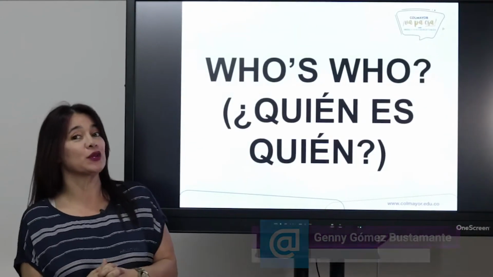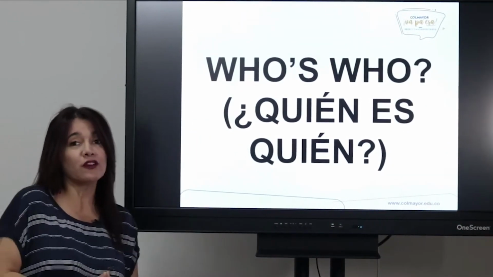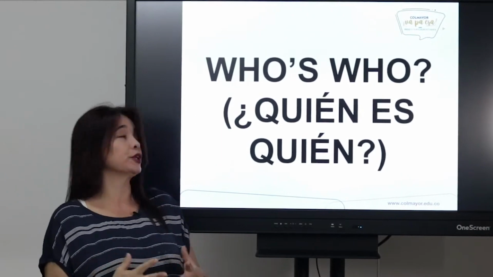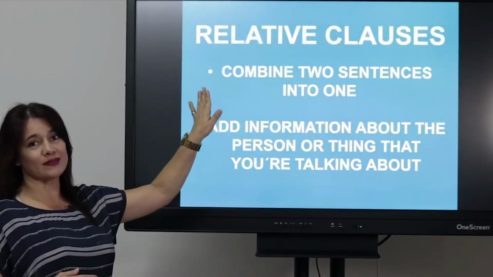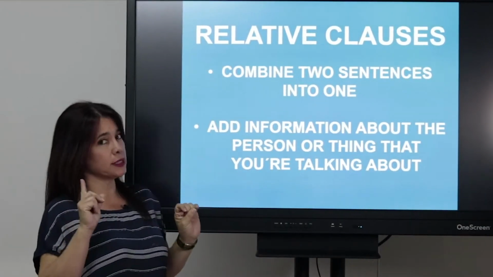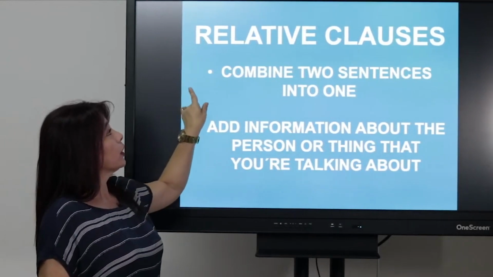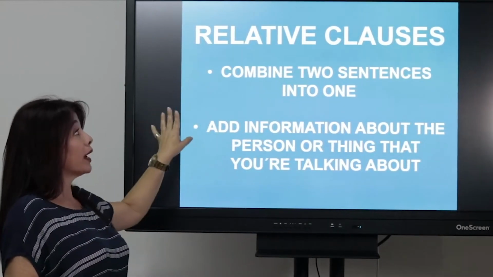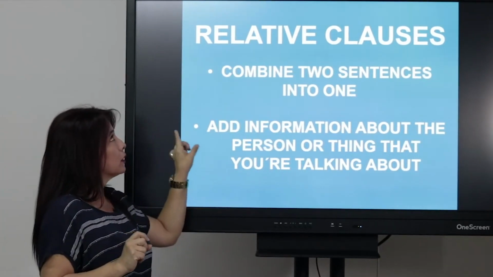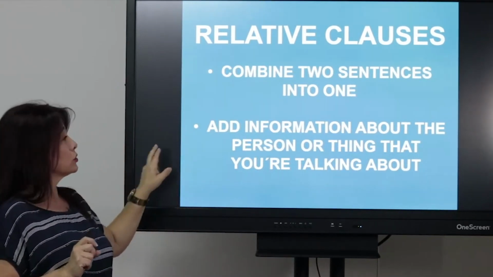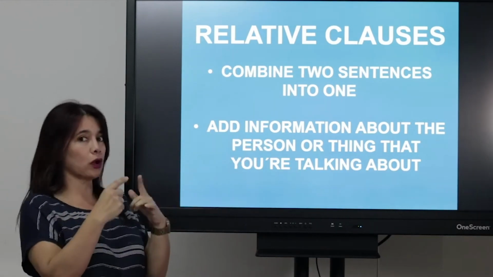The question in this unit is who's who. To provide information to know another person, you have to use relative clauses. This topic is very important. Pay attention. You use relative clauses to combine two sentences into one. You use relative clauses to add information about the person or thing that you're talking about.